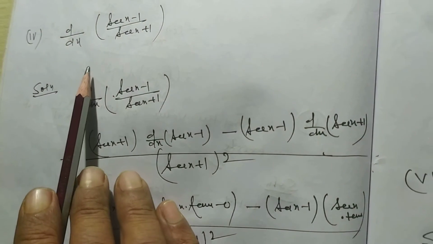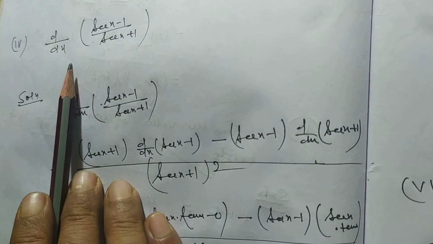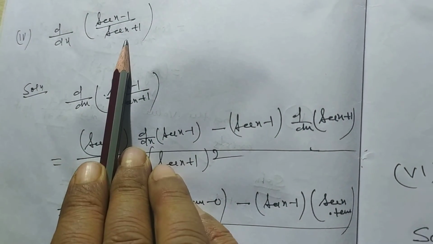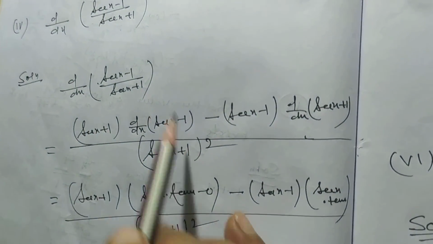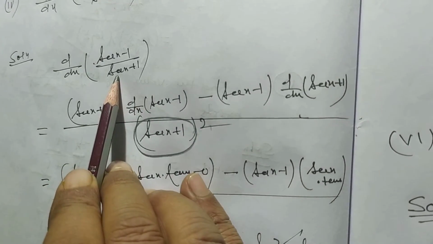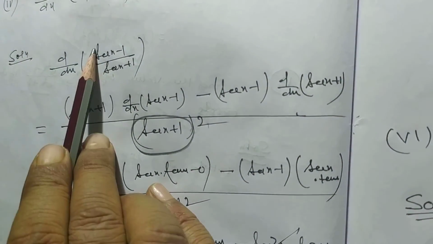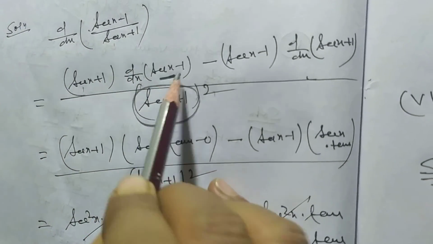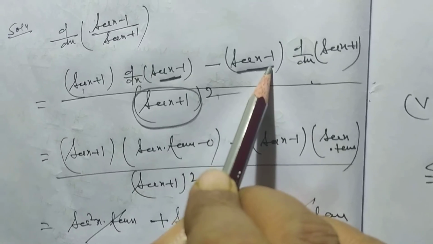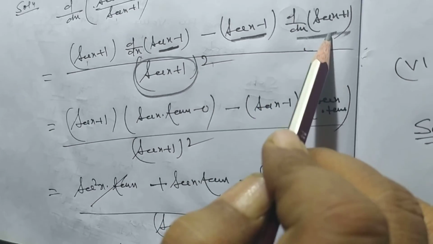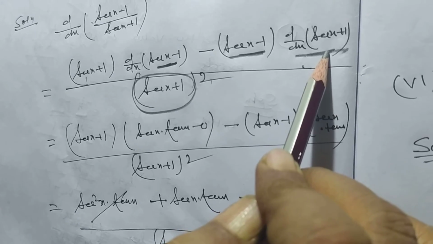So my dear students, now I want to solve the next problem: d by dx of (sec x minus 1) by (sec x plus 1). So we apply this formula. Here (sec x plus 1) whole square is the denominator. Leave the denominator and differentiate the numerator, dy by dx of sec x minus 1. Now leave the numerator and do the dy by dx of the denominator.